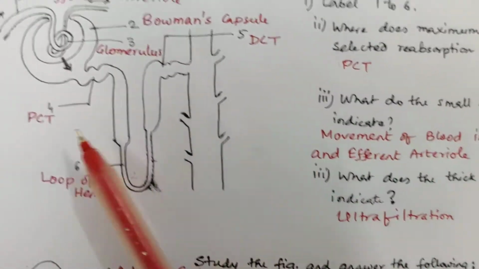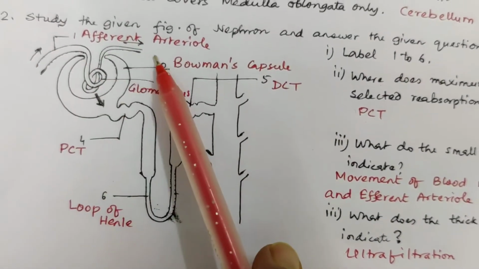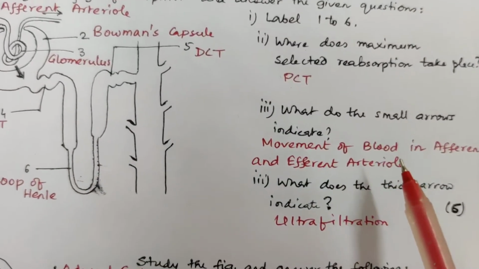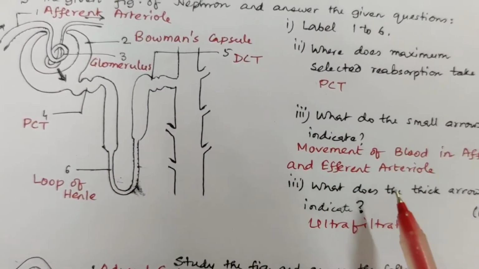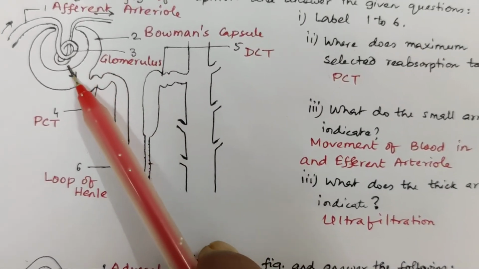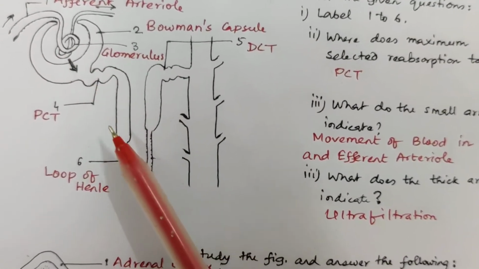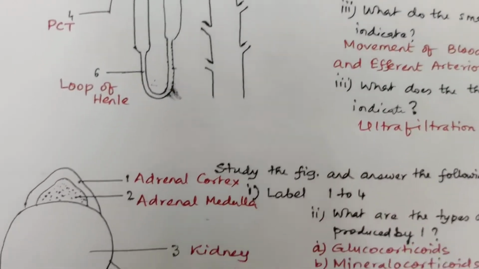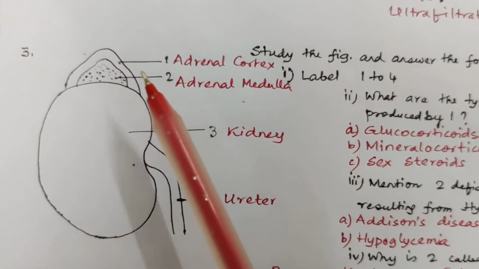What do the small arrows indicate? Small arrows means this one and this one. It indicates movement of blood in the afferent and efferent arterioles. What does the thick arrow indicate? Thick arrow means this one. This indicates ultrafiltration taking place. Come to the next question.